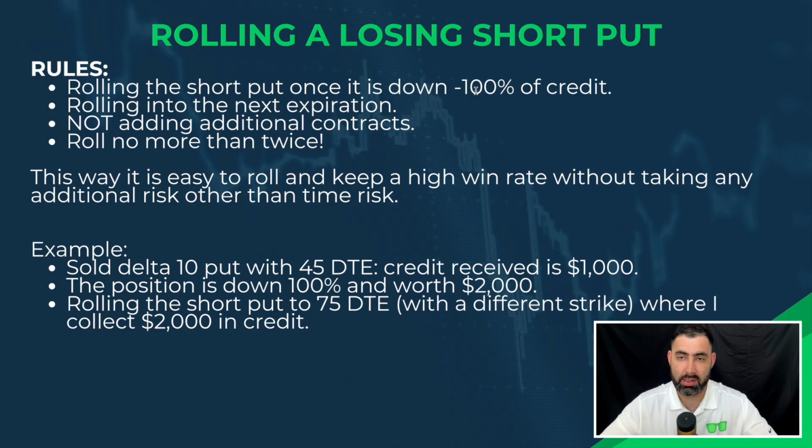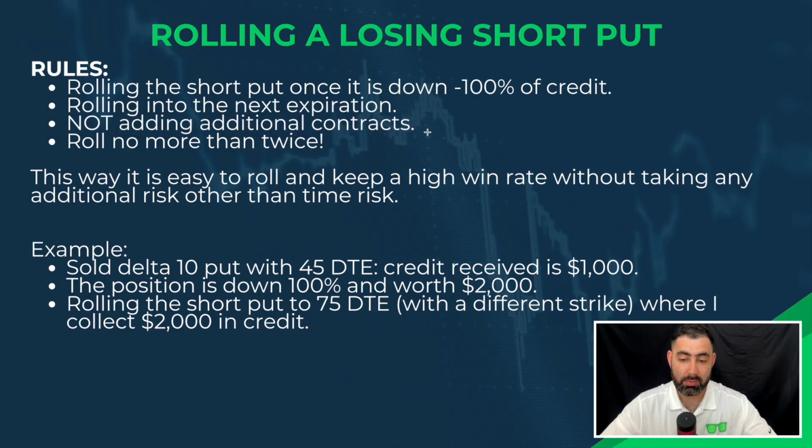This is when I go ahead and roll the position. Now it can be down 110%, it can be down 90%, around the 100% mark. And I will be rolling into the next expiration, which is really important. It will be the exact next expiration, and we'll go over an example in just a moment with Interactive Brokers and on a graph. I will not be adding any contracts. That's a pretty big one.